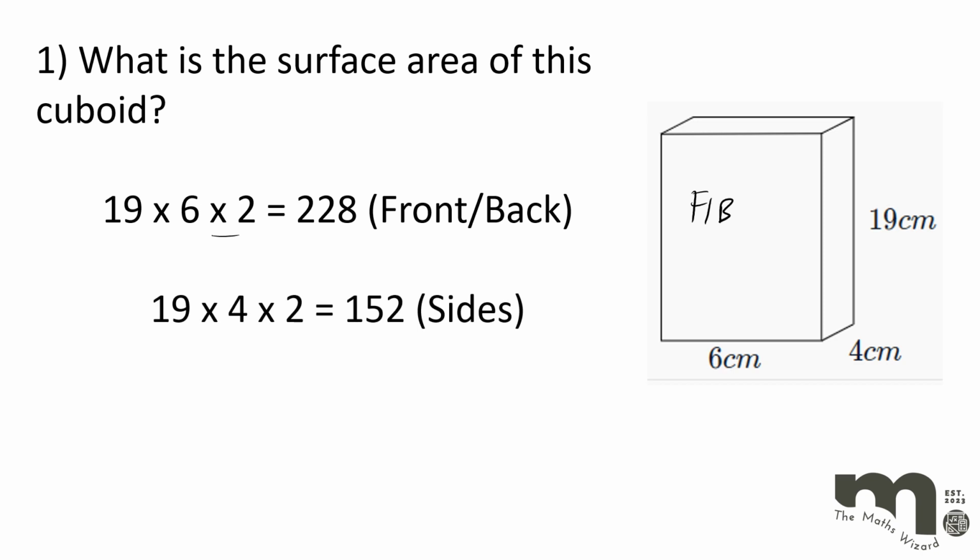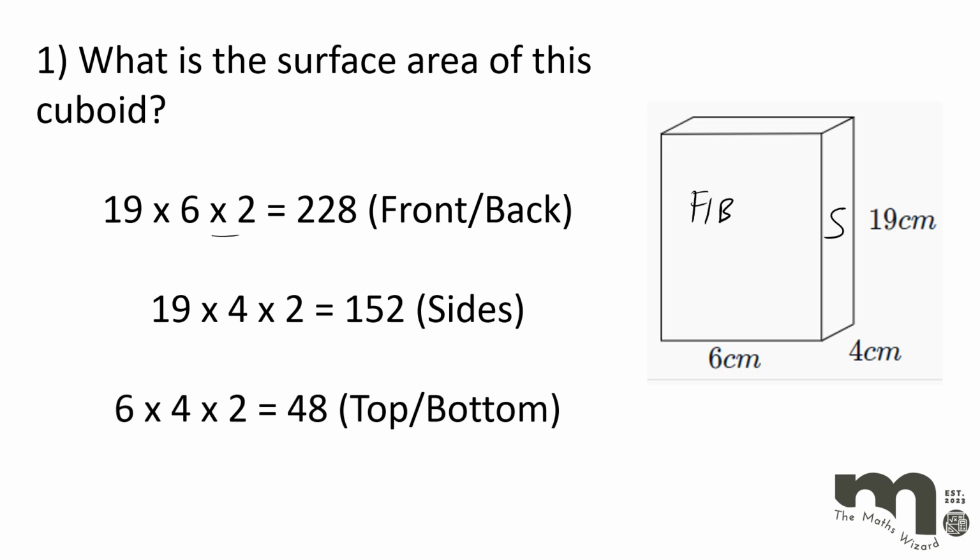Then I've done the sides. The only one that's visible is this one here. We've got 2 of those though, because we've got the left and the right. So 19 times 4 times 2 will give you 152. Then we've got the top and the bottom. So we've got 6 by 4 there. So 6 times 4 is 24 times 2, and that gives you 48. And then if we add those up, you have a total surface area of 428 centimeters squared.